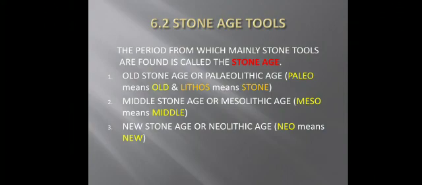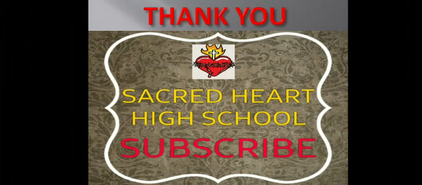The Middle Stone Age is known as the Mesolithic Age. Meso means middle. And the New Stone Age is known as the Neolithic Age. Neo means new. So these are the 3 Stone Ages. And here we come to an end of Part 1. In the next part, we will learn in more detail about the Old Stone Age, the Middle Stone Age and the New Stone Age.